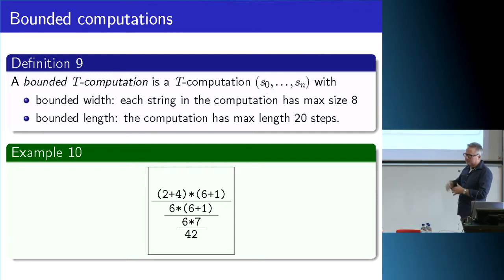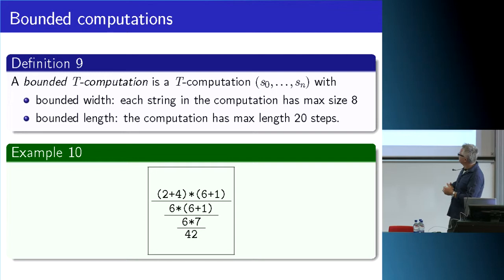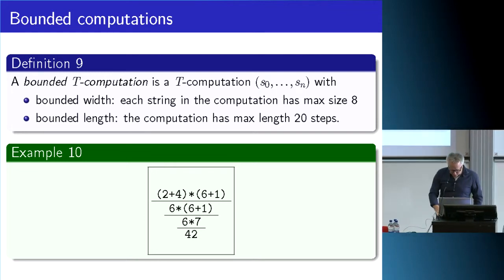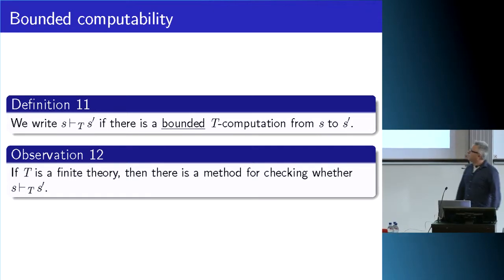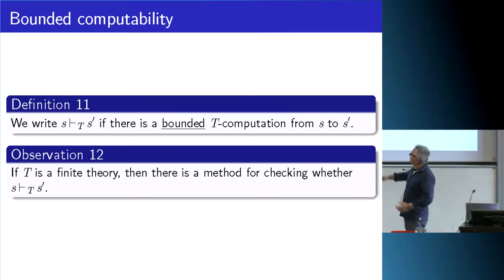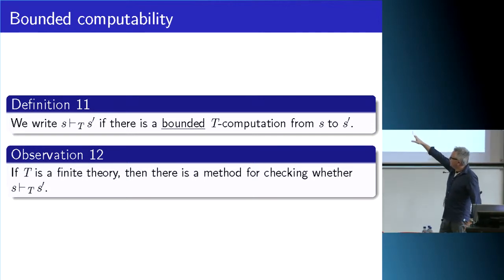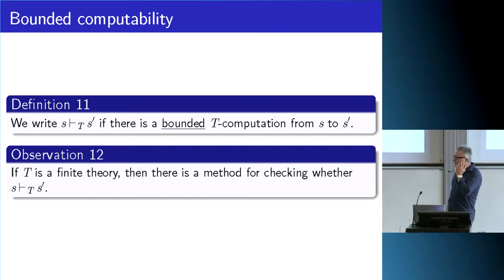So we put them somewhat arbitrarily. We say that the max length of the computation is 20 steps, and the max width of the computation is 8 symbols, with some support from cognitive psychology. Okay, and then we introduced this notation. S turnstile T S prime means that there is a bounded computation in T, starting with S and ending with S prime.